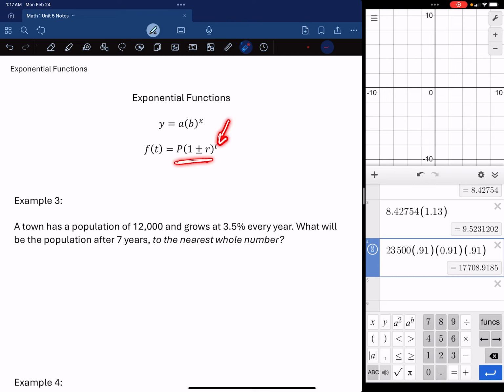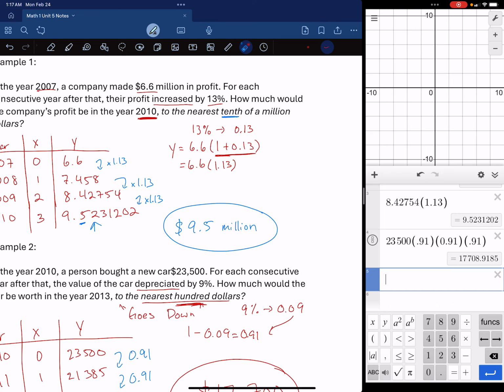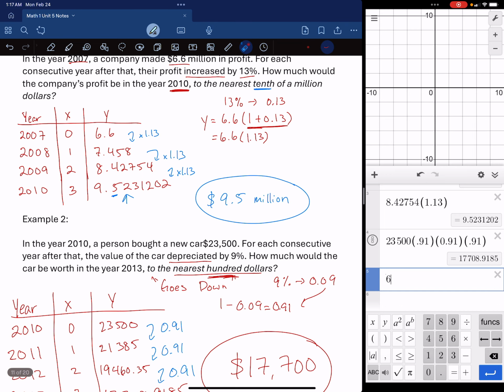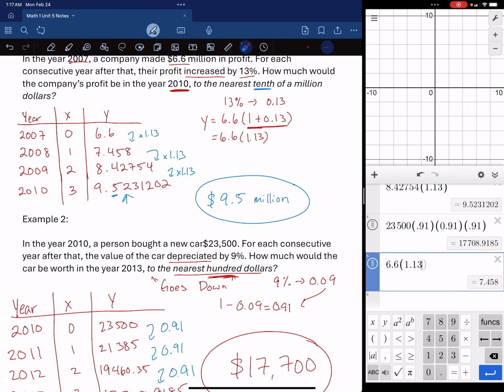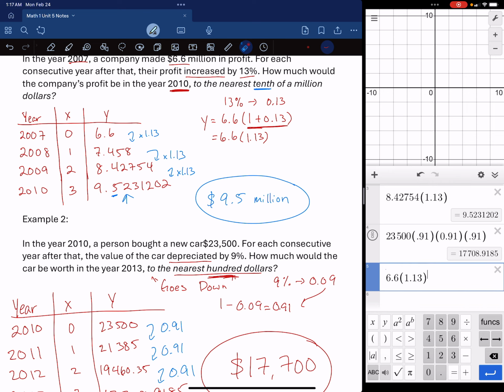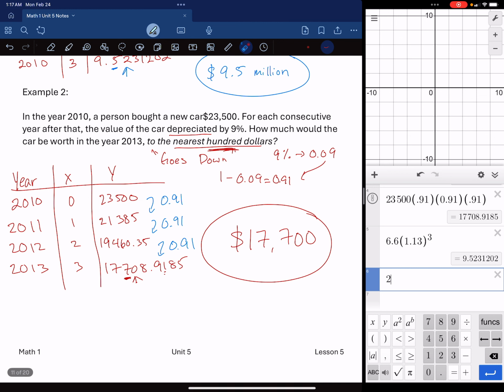So if I want to find the second power, I could have gone straight, moving forward 3 years. So let's go back to my original problem. I could have done 6.6 times 1.13 and raised it to the third power because I want to go forward 3 years. We've gotten the same number. Same thing for this one down here, right? I could have done 23,500.